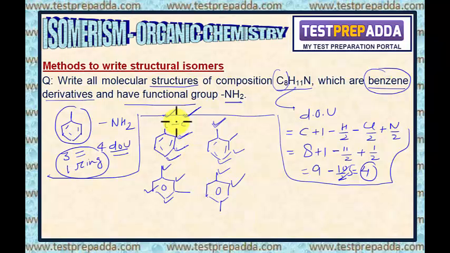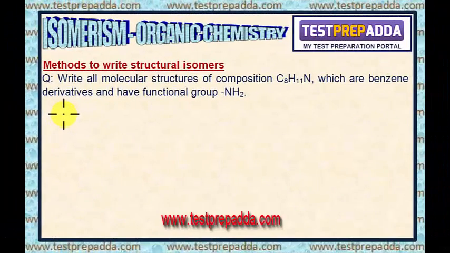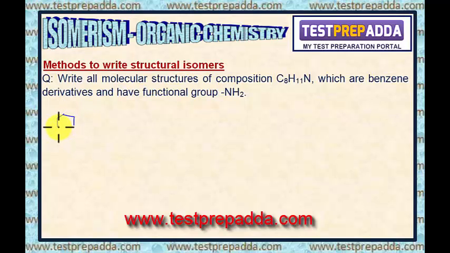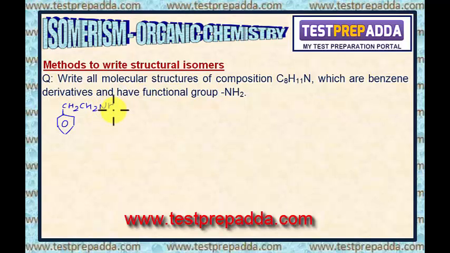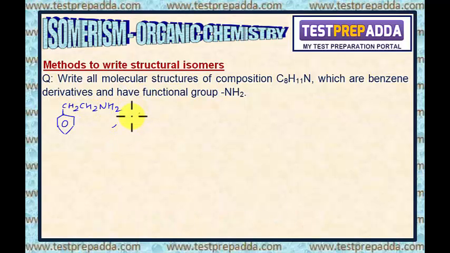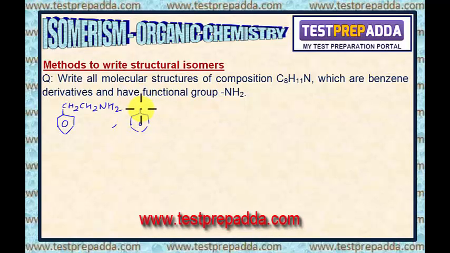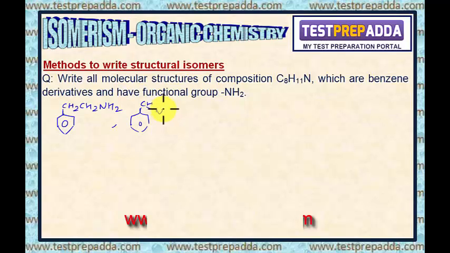So what are the different possible structures here? 1, 2, 3, 4, 5, 6, 7, 8, 9, 10, 11, 12, 13, 14. So total how many are possible? 14 isomers are possible. I will write it for you. Benzene ring. Then I told you NH2 can be placed at this carbon. I can place NH2 at this carbon.